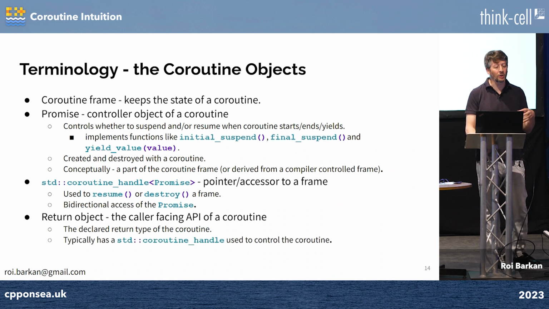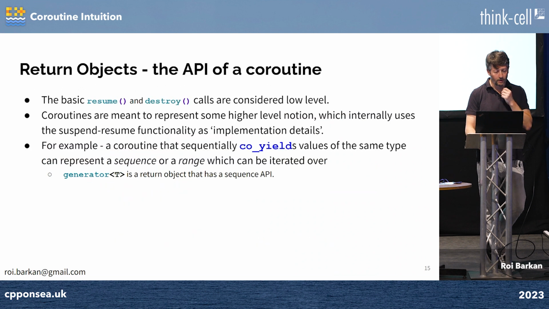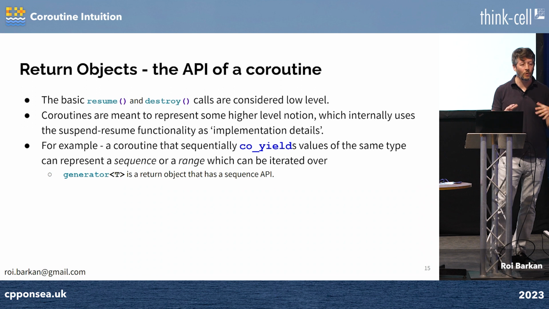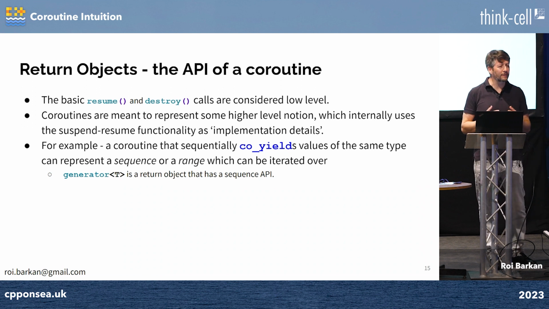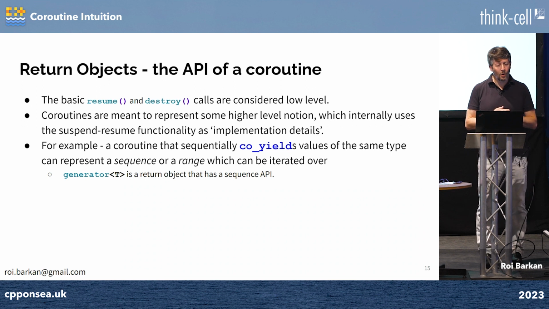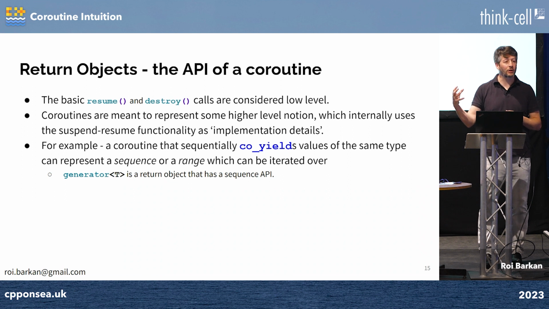Typically, this return object will have a member which is the coroutine handle, so it will be able to control the coroutine as the caller, and perform some higher level APIs or function calls on it. So the idea is that resume and destroy are considered very, very low level. We want to hide that. We want coroutines to actually represent something of a higher notion to us and leave the mechanics as an implementation detail indeed.